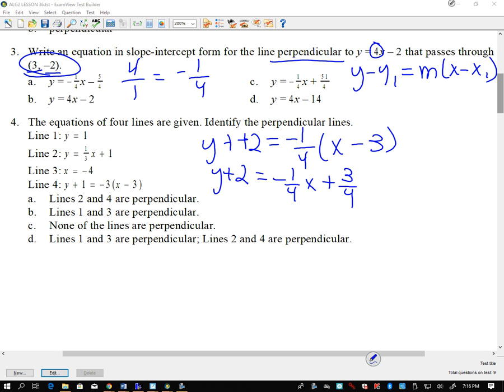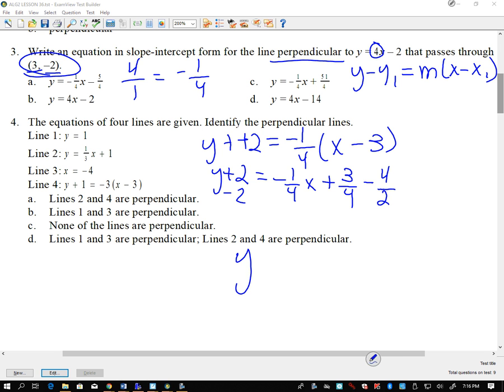3/4. Okay, we need to subtract 2. But as I subtract 2, I'm subtracting it from 3/4. So I want to subtract something that has a common denominator of 4. So I'm going to multiply negative 2 over 1 by 2, giving myself negative 4 over 2, which is equivalent to negative 2.